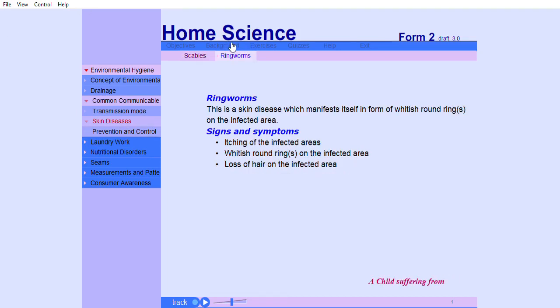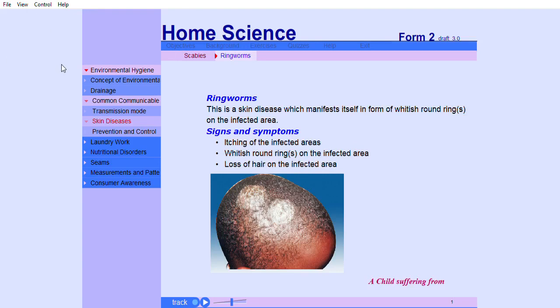Ringworm is a skin disease which manifests itself in form of whitish round ring or rings on the infected area. Signs and symptoms of ringworms include itching of the infected areas, whitish round ring or rings on the infected area, and loss of hair on the infected area.